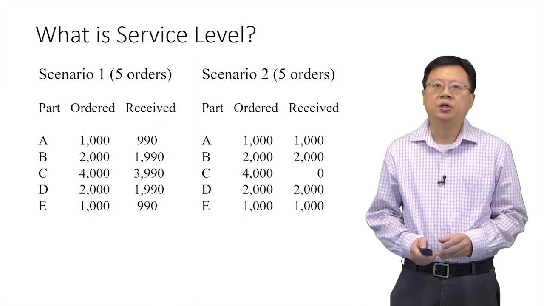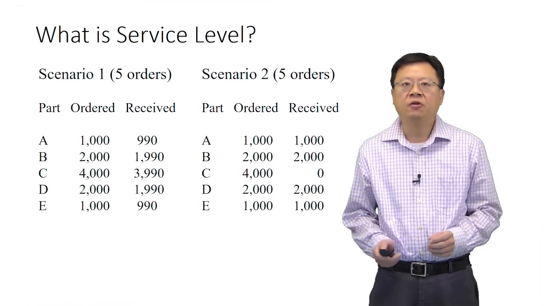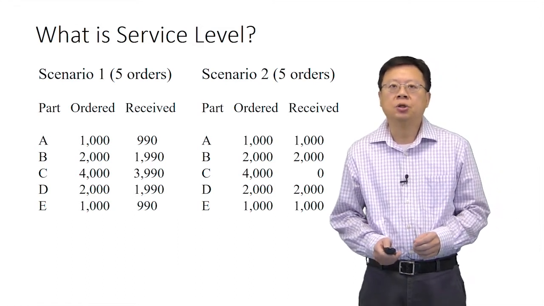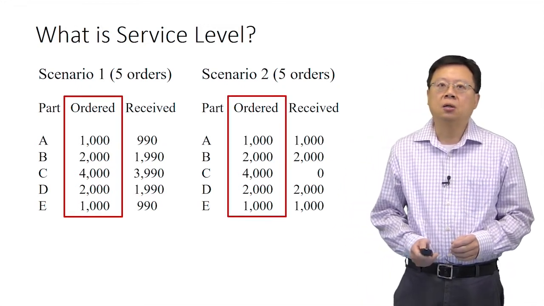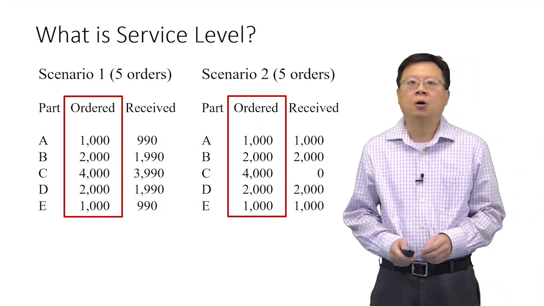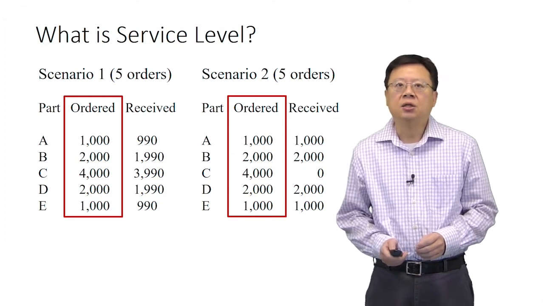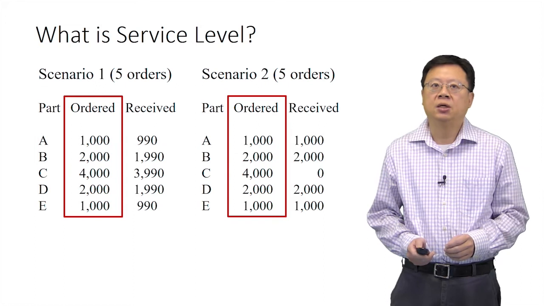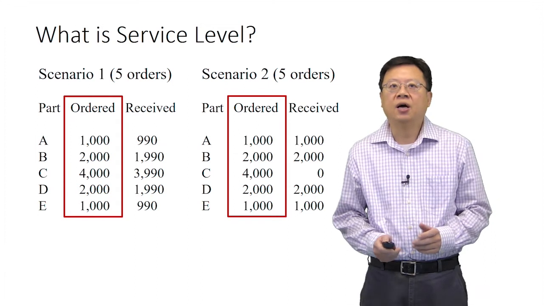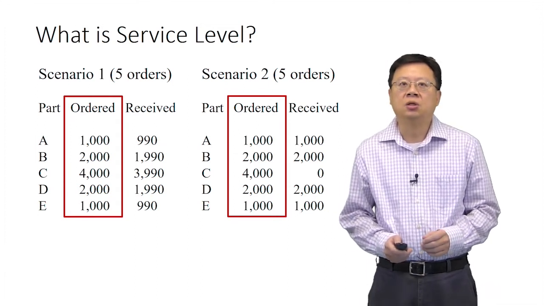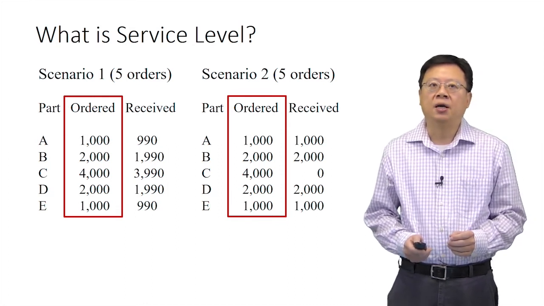You can see two scenarios on the slide. For each scenario, we try to place 5 different orders, each order corresponding to a particular part type. The numbers in the red rectangle are the quantities that are ordered for each part. And next to the order quantities are the numbers that are received after placing the order. So for part A in scenario 1, I received 990 out of the 1,000 that I ordered. I did not receive the full amount. My order for part A is not filled.